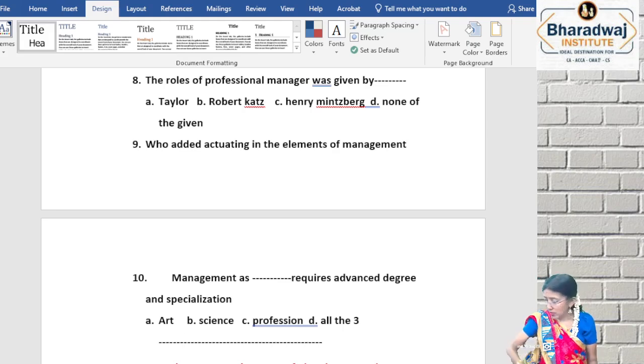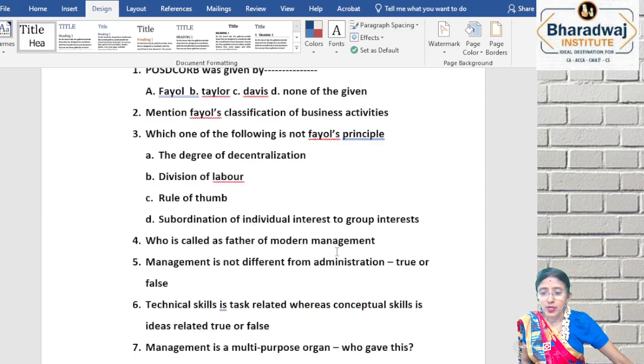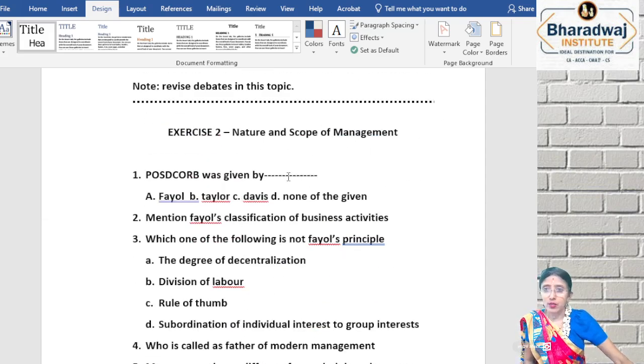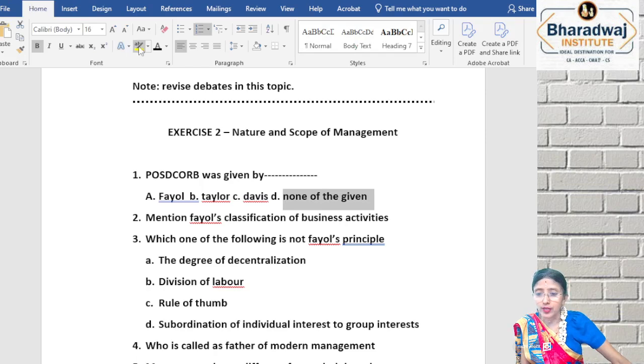Okay, so I think 2-3 quizzes from the PPT and 2 exercises in the Word worksheet is more than enough. All this that you learn in revision, use for the exam, since you don't have time. So shall we try this? Who gave the post corp? None of the given. Total correct, perfect, very good, excellent.